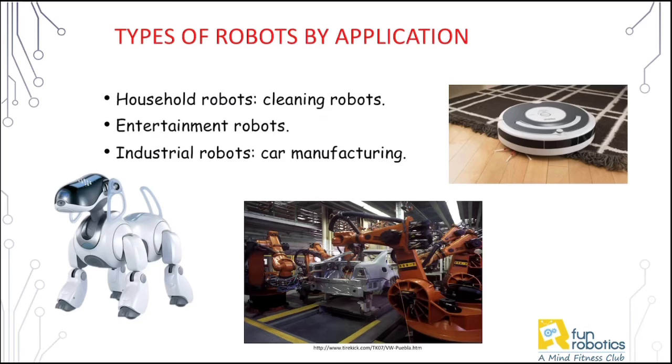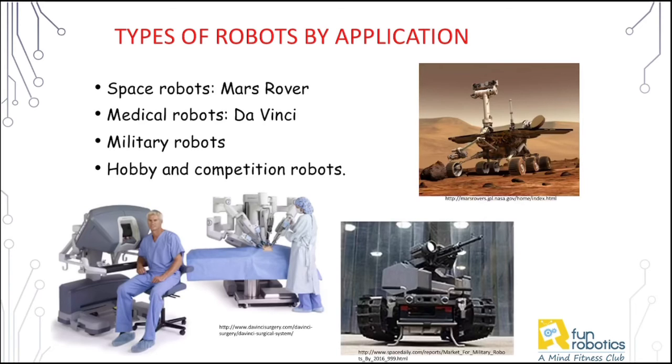Types of robots by application: in households, entertainment, and industrial. So we can find them in houses, we can find them for entertainment, and we can find them in industrial areas or industrial manufacturing. Okay? Also there are different types for space and medical robots. These robots help in hospitals in making surgical operations. They can also help in the military, and they can also help in space exploration.